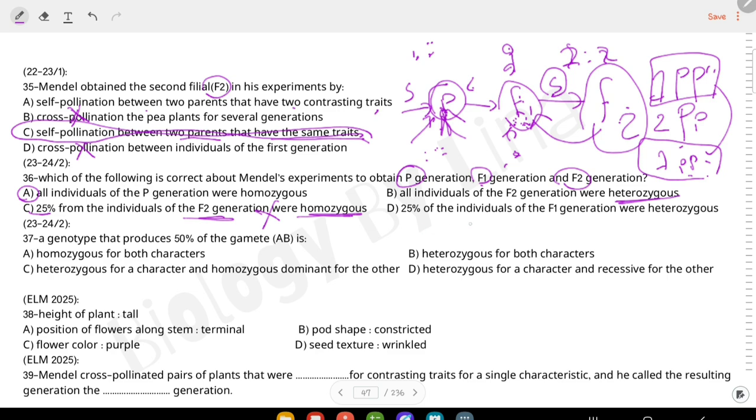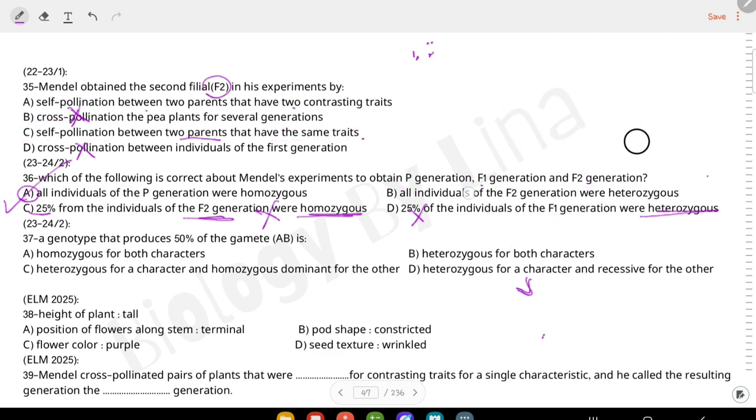Now, 25% of the individuals of F1 were hetero. He said that in F1, 25% is hetero. This is also incorrect. Why? Because in F1, all the offspring are hetero. We get 100% hetero and all of them are dominant. As you remember, in his experiment, all of them are purple and all of them are hetero. So this will be also incorrect, and the correct answer will be A.